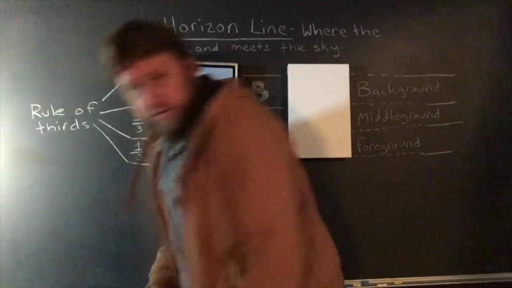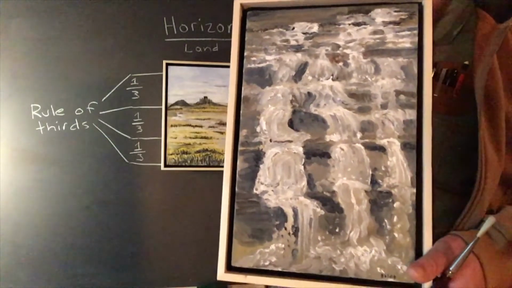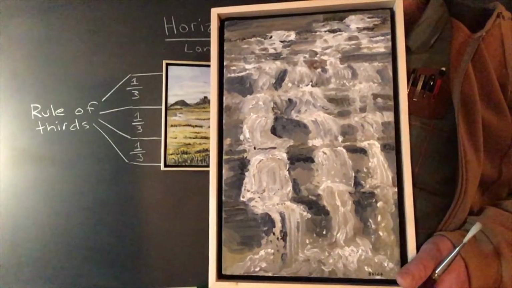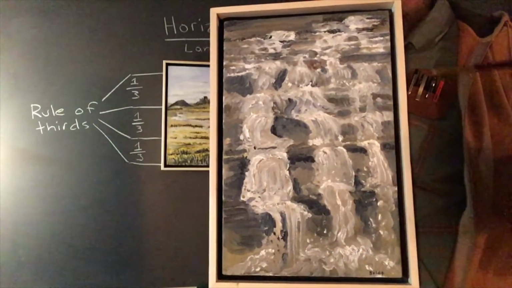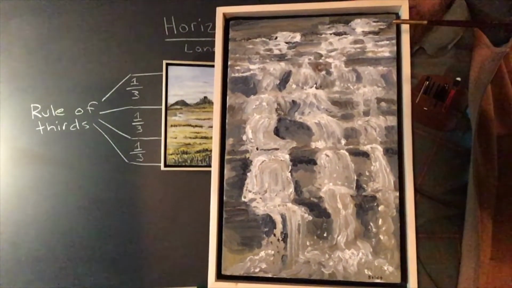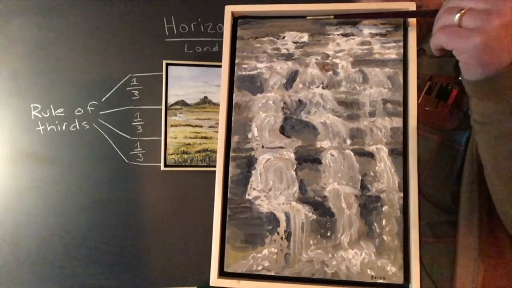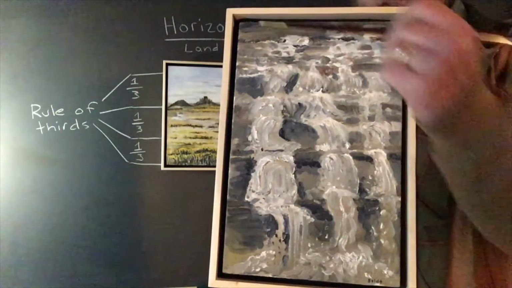This one's a little different. This one of a waterfall. If you look, you're probably going to wonder, where's the land meeting the sky, Mr. B? Well, the answer is you don't see it. But even still, if you look way up here, there's a horizon line going across the top.